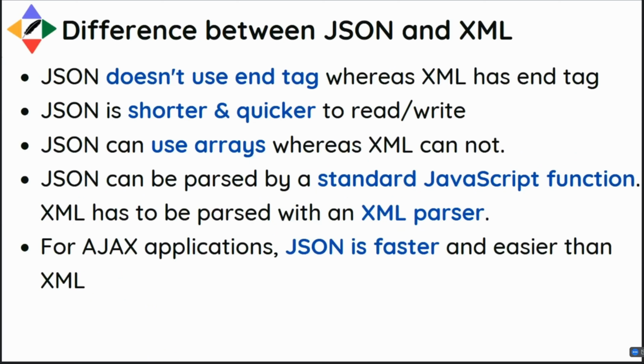Now, here are some differences that you need to observe between JSON and XML. These are the top 2 data interchange formats used in the World Wide Web or web development, and the highest usage is for JSON. Next comes XML. So what is the difference between them? JSON does not use an end tag, whereas XML has the end tag.